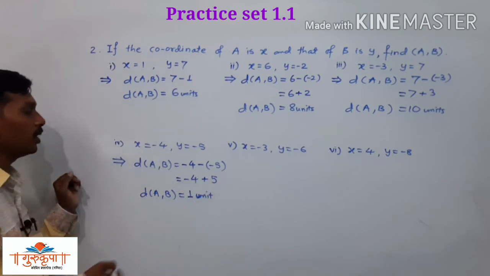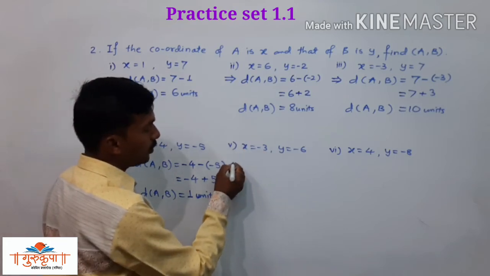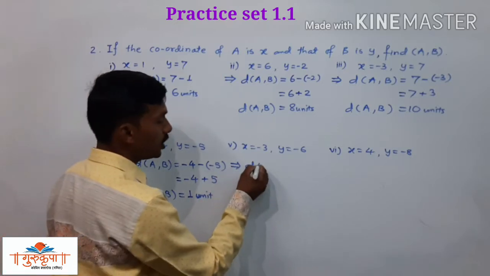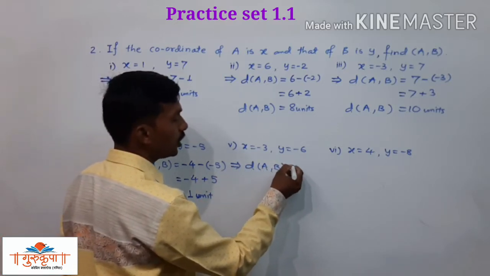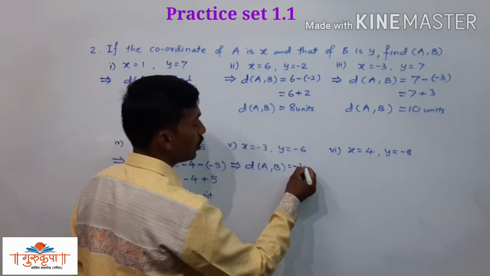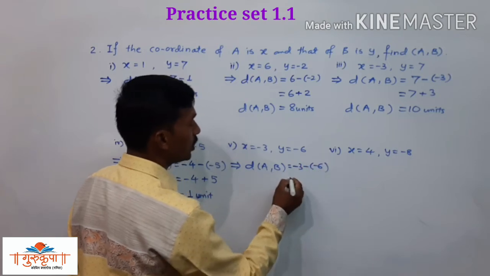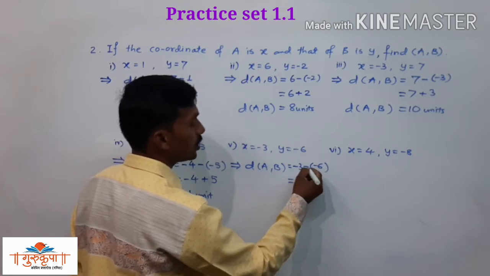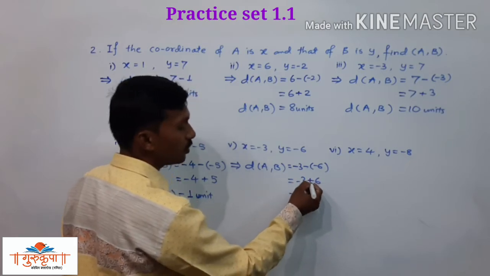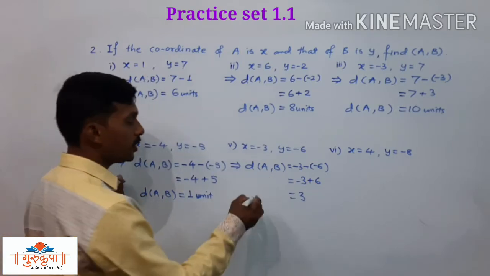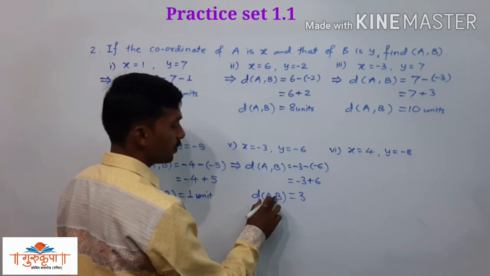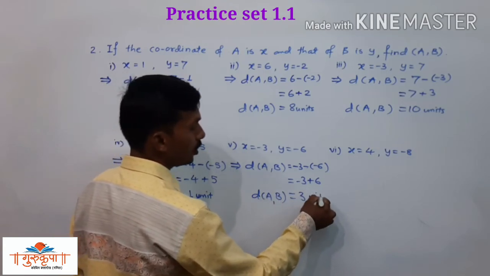Now example number 5, we have coordinate of the point A -3 and coordinate of the point B is -6. So distance AB is equal to bigger coordinate -3 minus smaller coordinate -6. Now calculate this. -3 remains as it is, minus into minus is plus, that is 6, and 6 minus 3 is 3, but the bigger number is positive, so our answer is also positive. Distance AB is equal to 3 units.